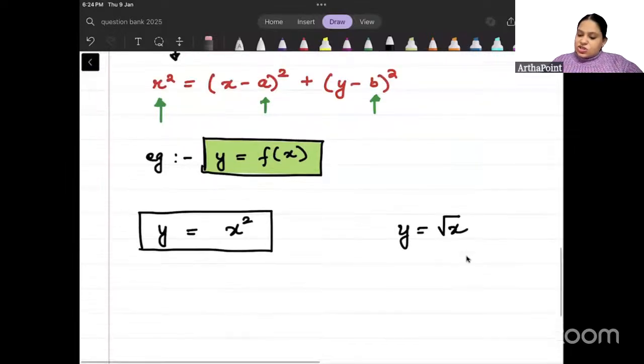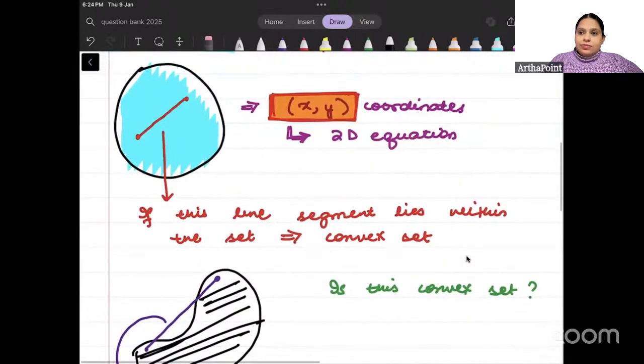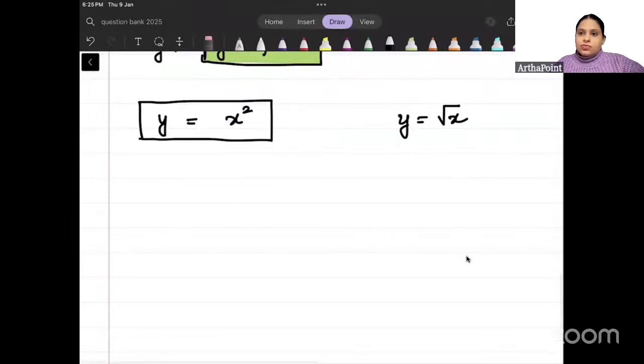Now, in this case, it's not two variables. You see, here I was having two variables, x and y. It was being plotted as a 2D diagram. But that's not something I require here, right? In this case, y is just a function of a single variable x. Now, in such cases, if I have to check whether something is a convex set or not, and I will talk about it in detail, just understand that what we can do is look at the domain of x.